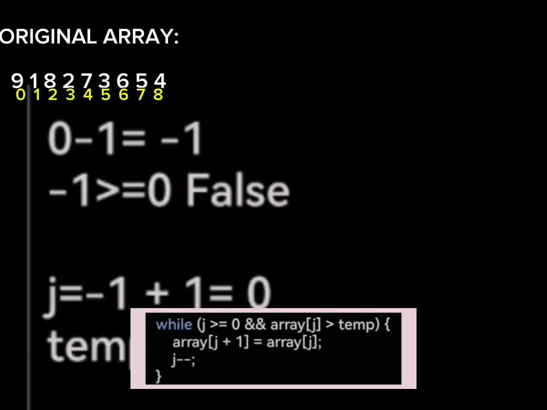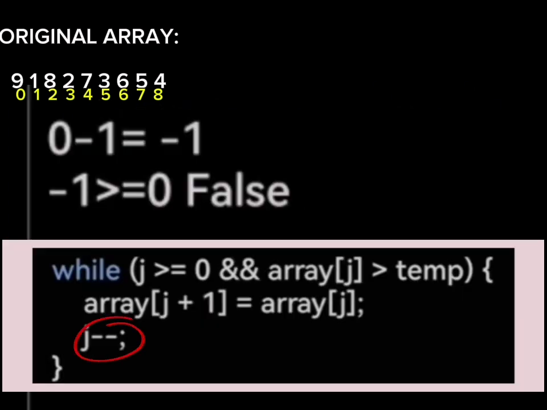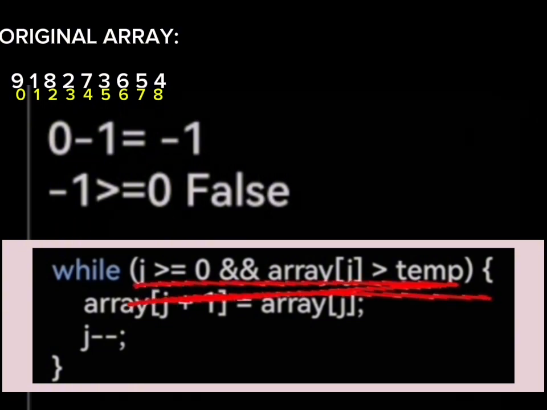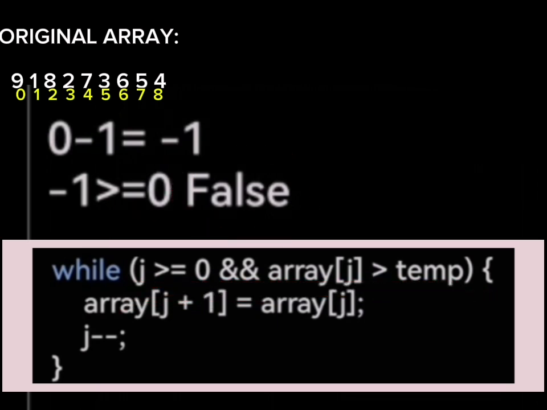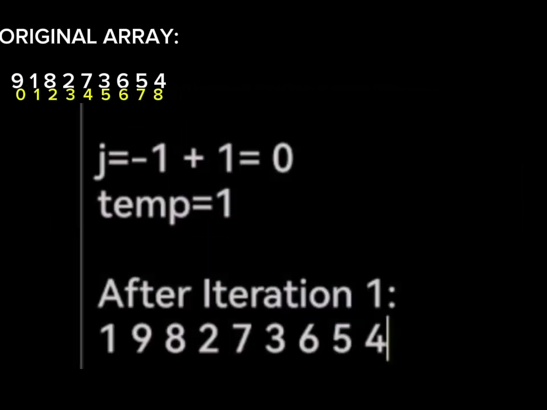Then, after that, mayroon pong decrementation. So, ibig sabihin, yung j ay babawasan natin ng isa. So, since yung value ng ating j ngayon is 0, so 0 minus 1 is equals to negative 1. So, let's check the condition. So, negative 1 greater than or equal to 0. So, false. And after that, we will now exit the while loop.